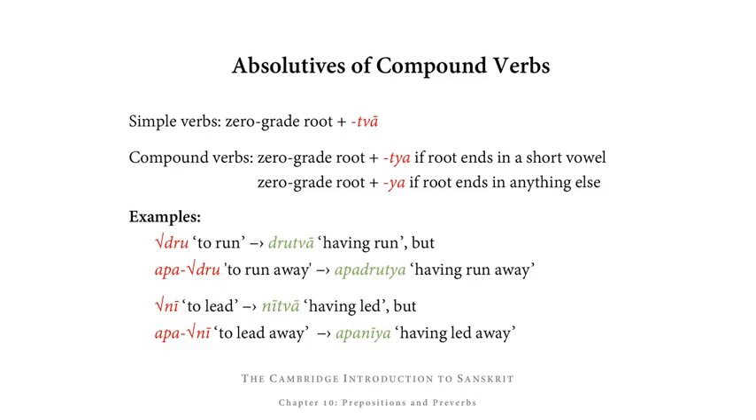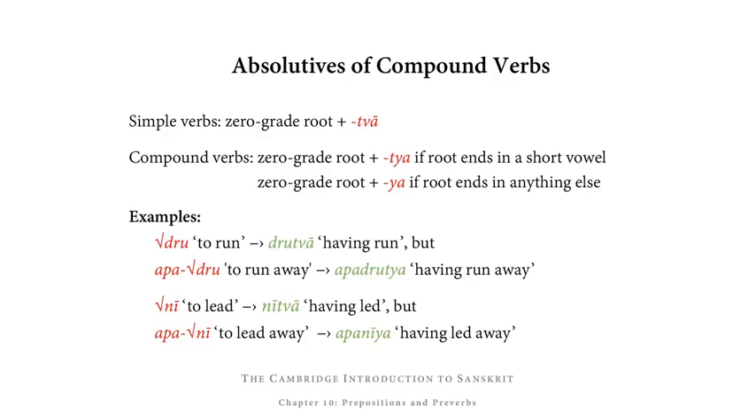For the most part, compound verbs behave exactly like simple verbs. They form their present tense in the same way, they form their future in the same way, and so on. However, absolutives of compound verbs are formed slightly differently from absolutives of simple verbs, because, if you remember, simple verbs form their absolutives by taking the zero-grade root and adding tvā. Compound verbs, on the other hand, take the zero-grade root and add tya if the root ends in a short vowel, or ya if the root ends in anything else.